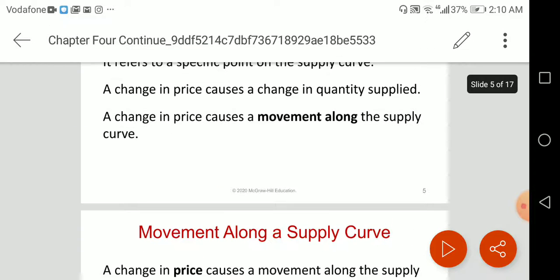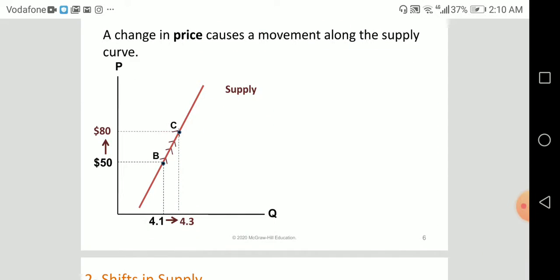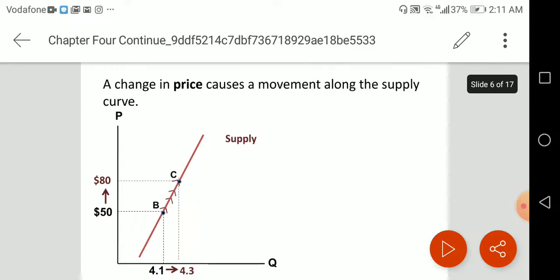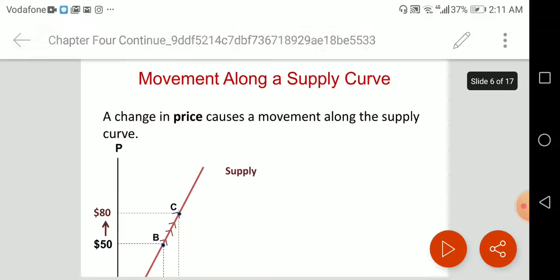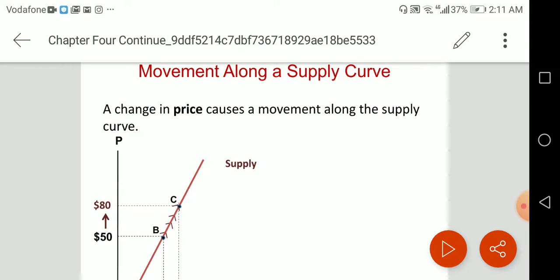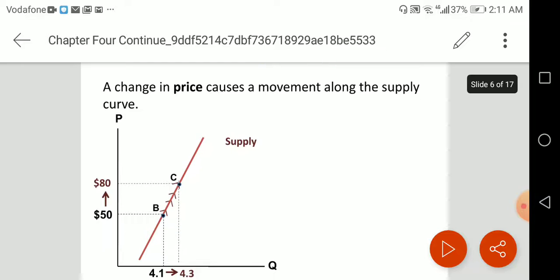Before going to the shift in the supply curve, let's see this curve: movement along the supply curve. I'm talking about change in prices, of course. Change in price causes movement along the supply curve.